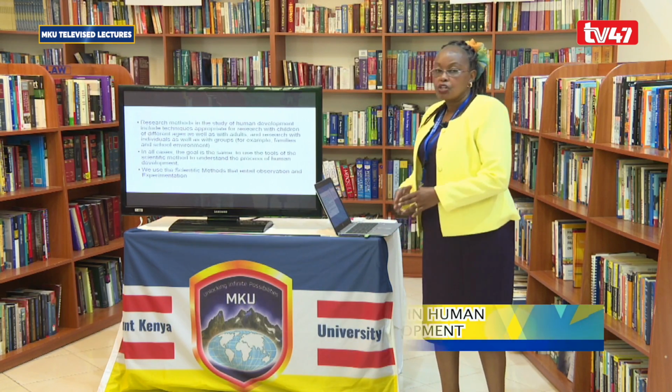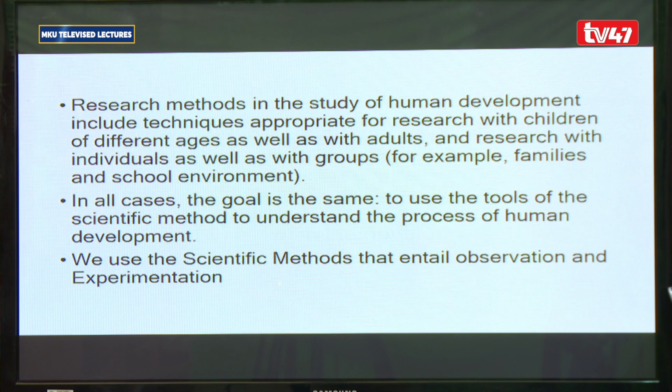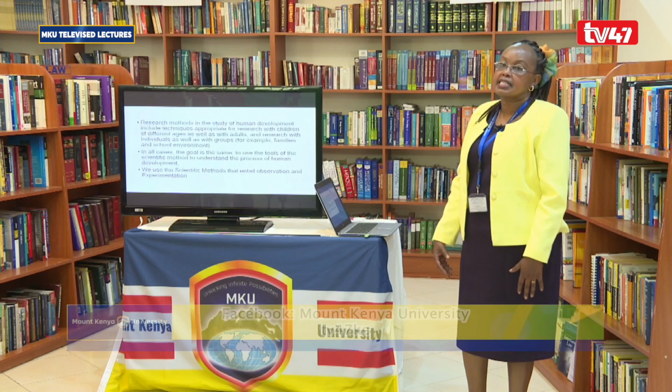Now, when we talk of research methods, let's try now to immerse ourselves into the scientific method. A research method in the study of human development includes all those techniques that are appropriate to research about children of different ages, as well as adults, with individuals and groups within the school environment. You want to know more about your learner. You want to know more about your parent, the one who gives you that learner. So how will you find out this information?